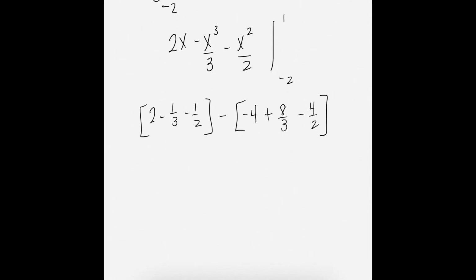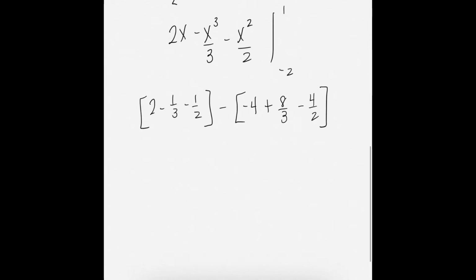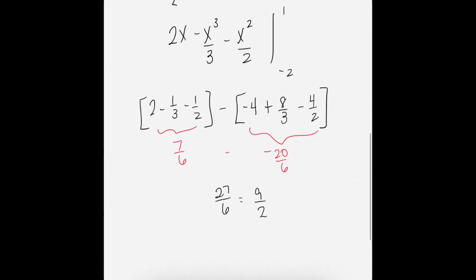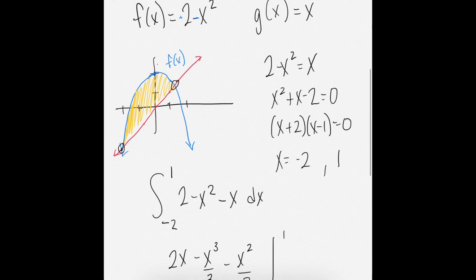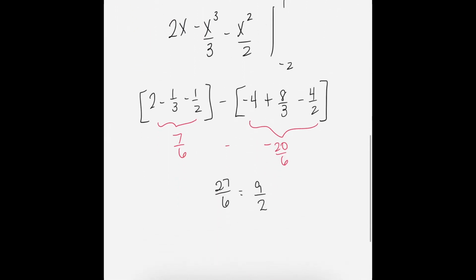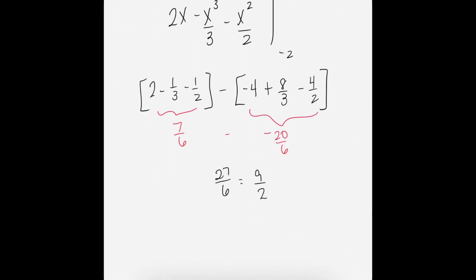All right, and from here, pause the video and do the fractions if you want. I came up with 7/6 and negative 20 over 6. So when you subtract the 2, we get 27 over 6, which reduces to 9/2. So the area between the two curves would be 9/2.